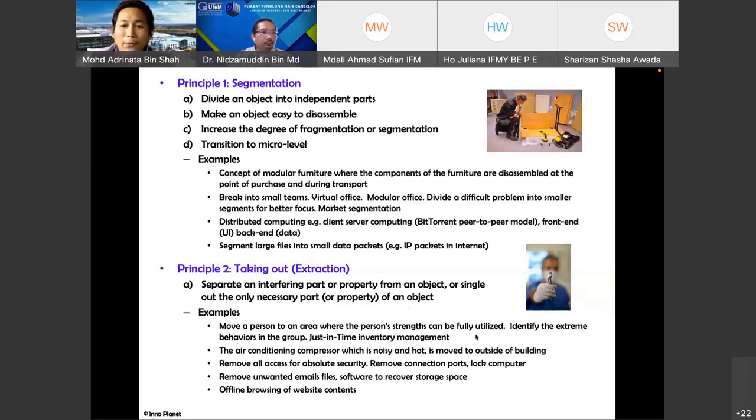Identify the extreme behaviors in the group. Just-in-time inventory management. So this is the explanation. The air conditioning compressor, which is noisy and hot, is moved to outside of the building. So taking out: it is hot and noisy, so take it out. The compressor is outside and the blower is inside our house.